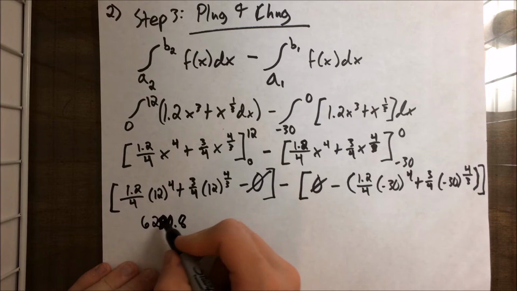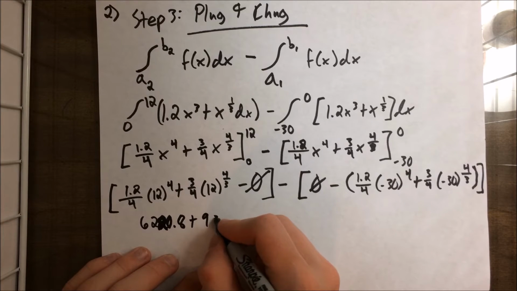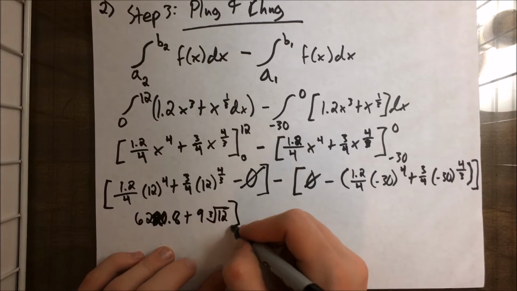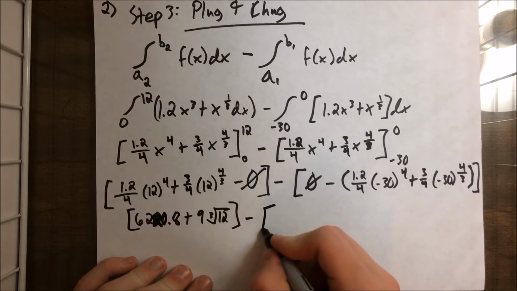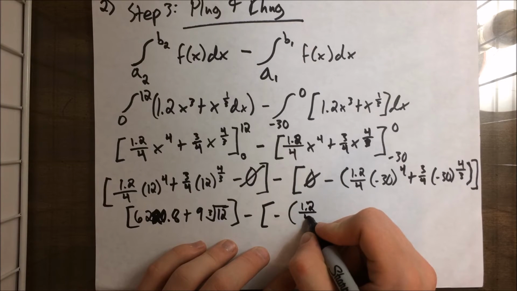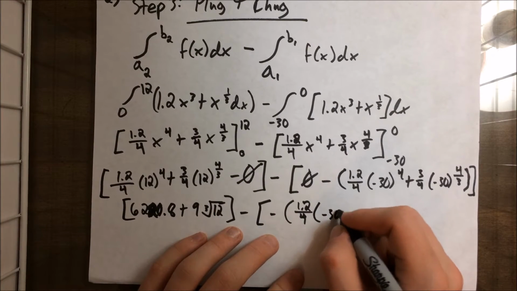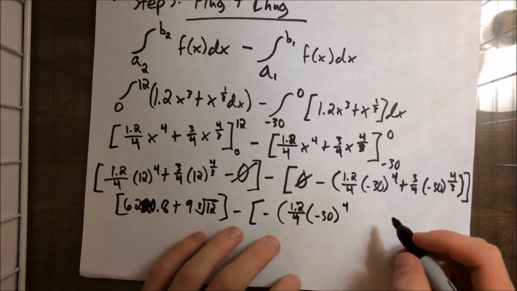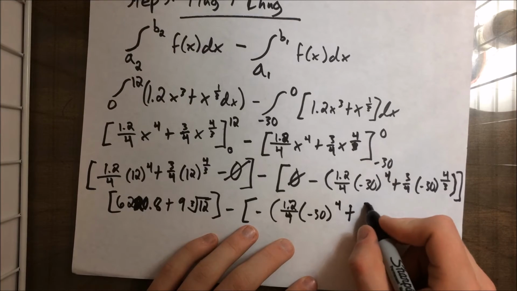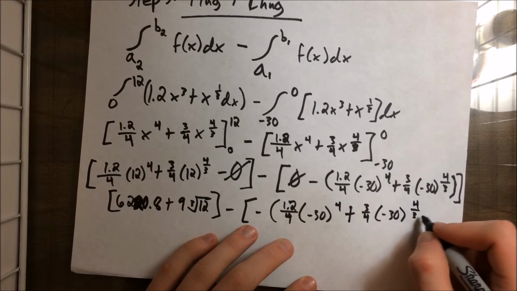Okay, so then to simplify, we're going to get 6220.8 plus 9 cube root of 12. So that, and then minus a negative 1.2 over 4 times negative 30 to the 4th plus 3/4 times negative 30 to the 4/3.